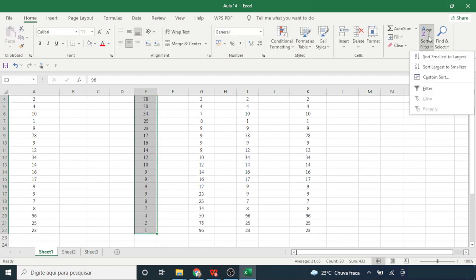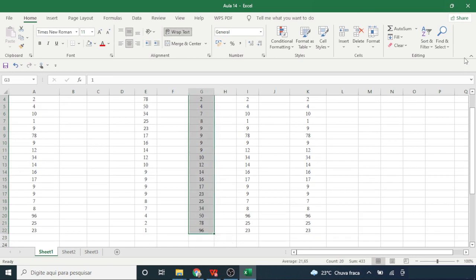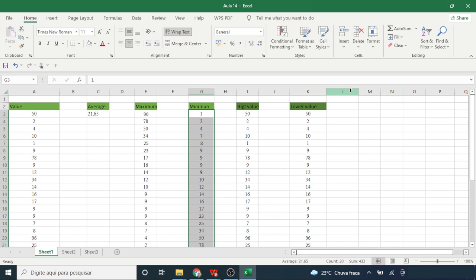Take a look. Sorting the previous numbers we will have an order from largest to smallest. To find the smallest value in a range of cells we sort in descending order. Example. Sorting the previous numbers we will have an order from smallest to largest.